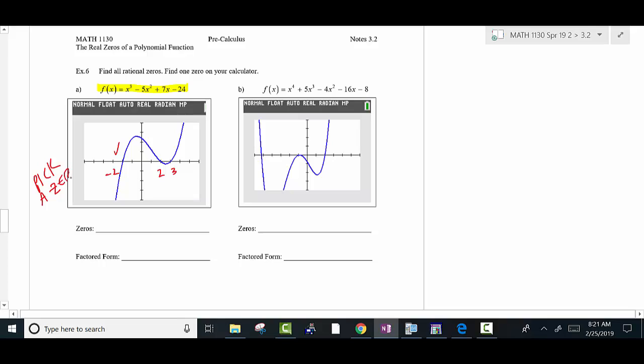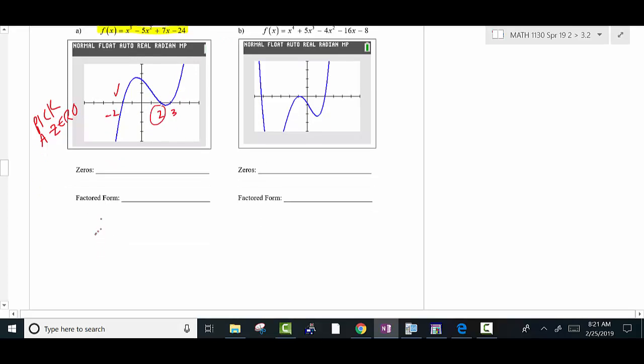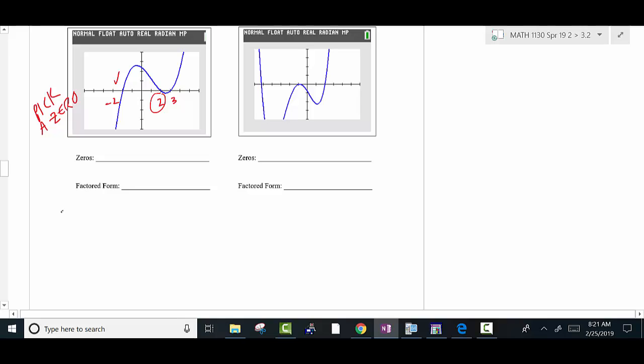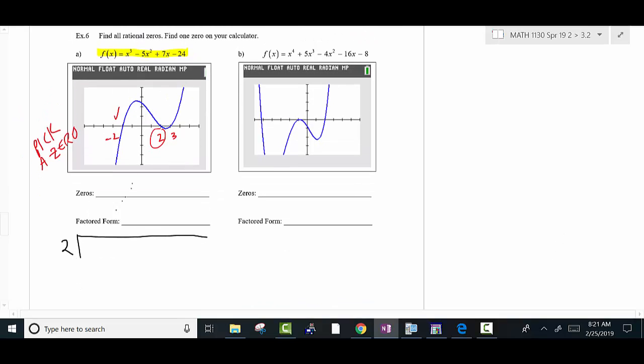Okay, you're generally going to have something you can tell from your graphing calculator. So let's take, like, 2 for instance. Okay, so let's start with 2. What we're going to do is synthetically divide the 2 into the polynomial.